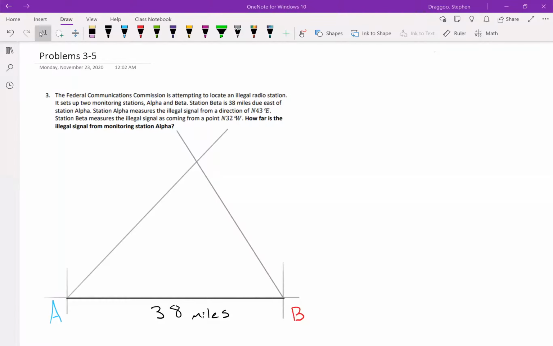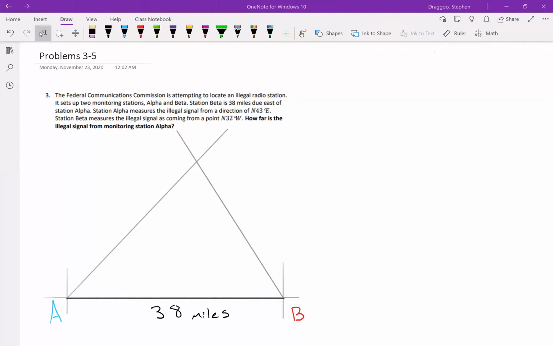Right, continuing on with the law of sines and into word problems. Problems 2 through 5 will each be a word problem application of the law of sines. So problem 3 states that the Federal Communications Commission is attempting to locate an illegal radio station.